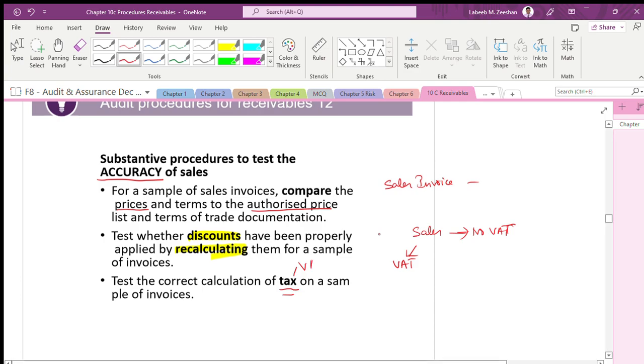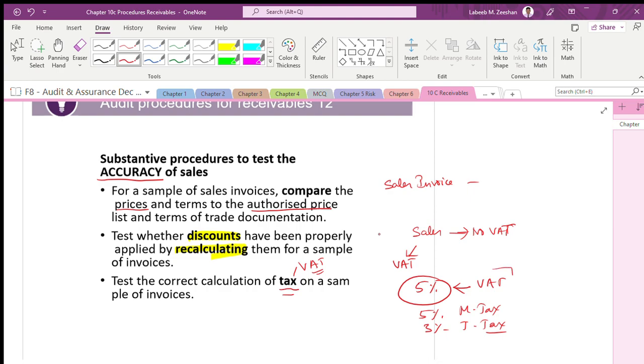In our case, we are talking in terms of VAT. You have a lot of items which don't have any VAT, and some items which have a VAT of 5%. You also have municipal tax, 5% municipal tax will be there, and 3% tourism tax will be there. Whenever there is a sale, we have to make sure that the tax has been applied as per the requirements. That is what we are talking about in terms of accuracy.